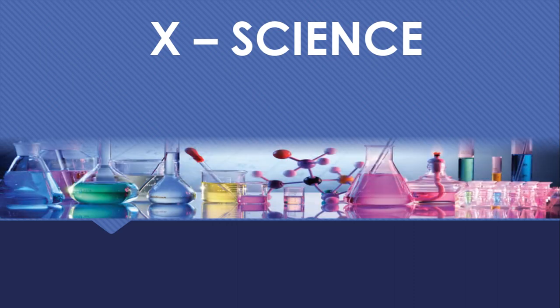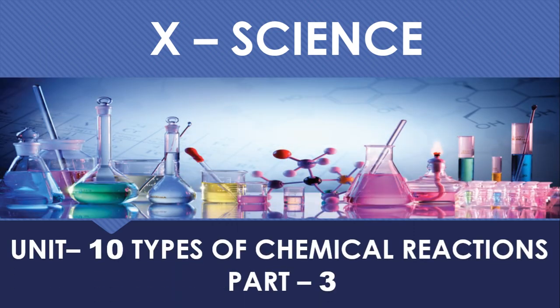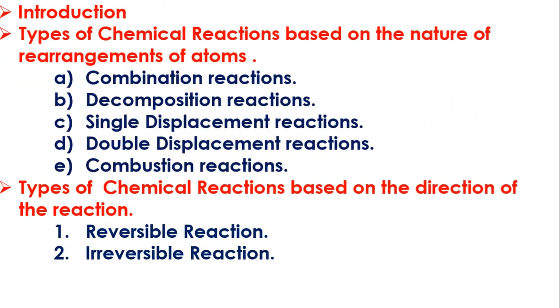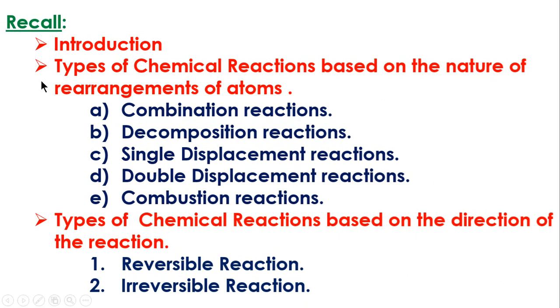10th Science, Unit 10, Types of Chemical Reactions, Part 3. Now, let us recall what we learnt in the previous classes. Introduction of chemical reactions, types of chemical reactions based on the nature of rearrangement of atoms. It is classified into combination reactions, decomposition reactions, single displacement reactions, double displacement reactions, and combustion reactions.